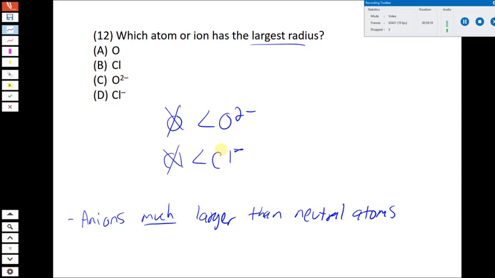All right? And then finally, the last comparison is O2 minus versus Cl minus. Now, when we're comparing two anions, they are different charges, so that maybe complicates the picture a little bit. But the first thing you want to think about is what subshells those electrons are in. Okay? If they have the same number of electrons in the same subshells, the one with more negative charge is going to be larger. But if they have different subshells, we need to also consider how far away each of those subshells is from the nucleus.